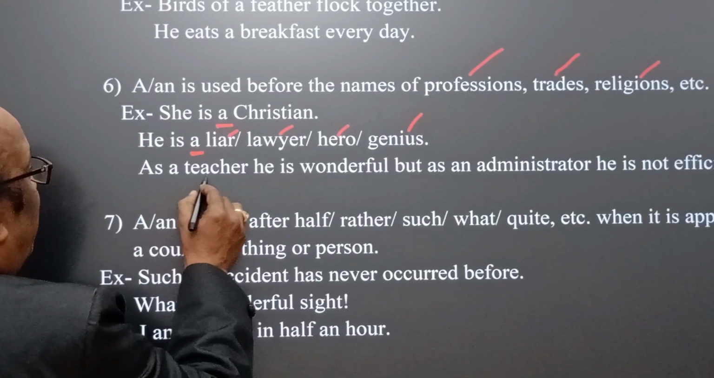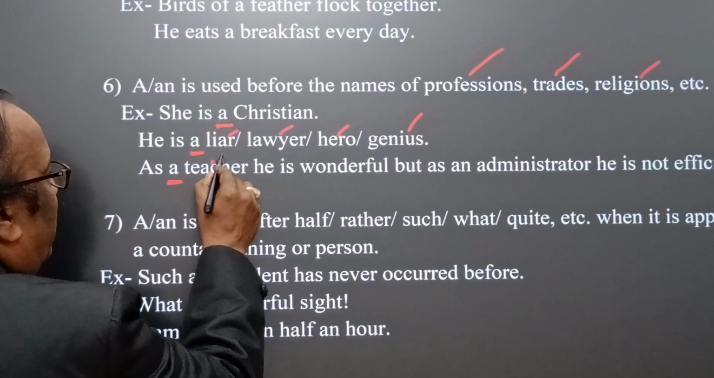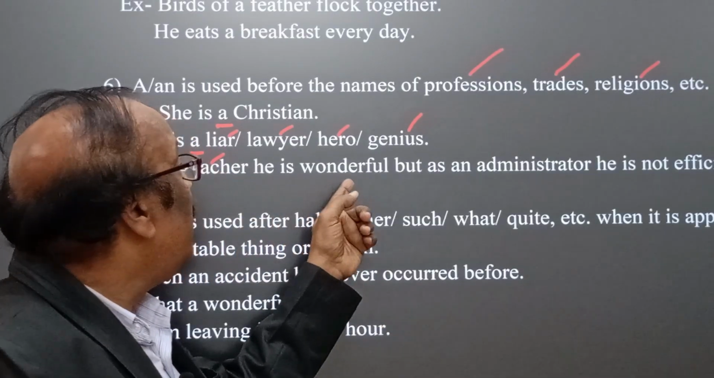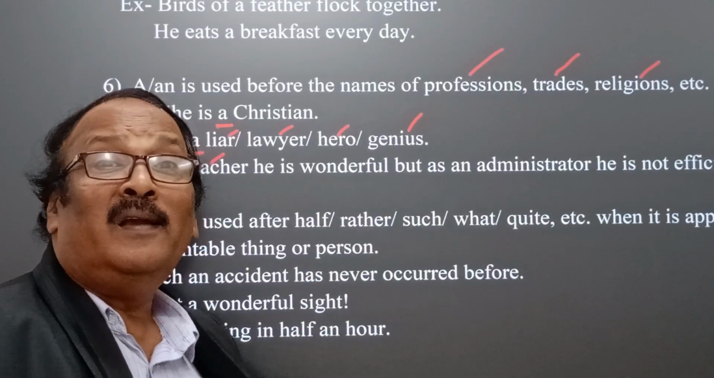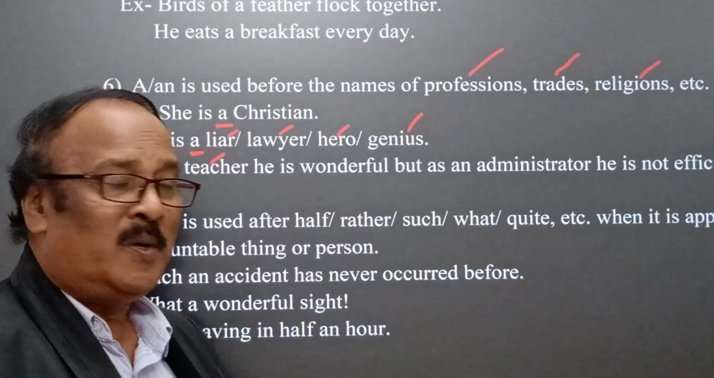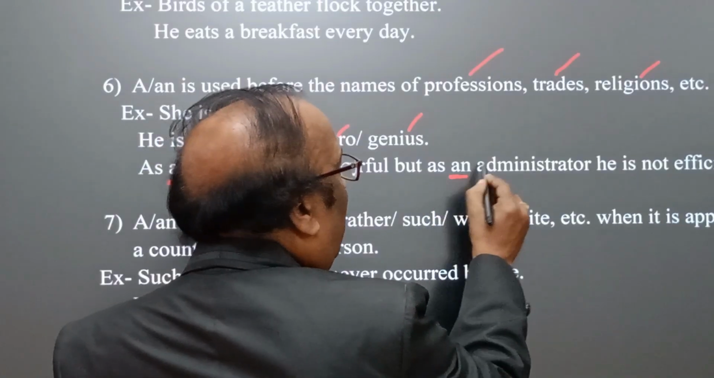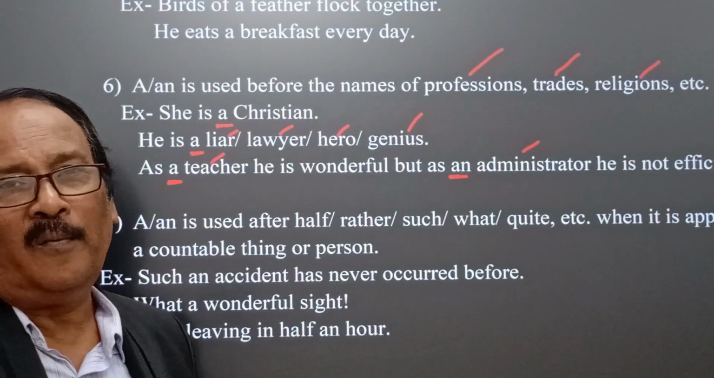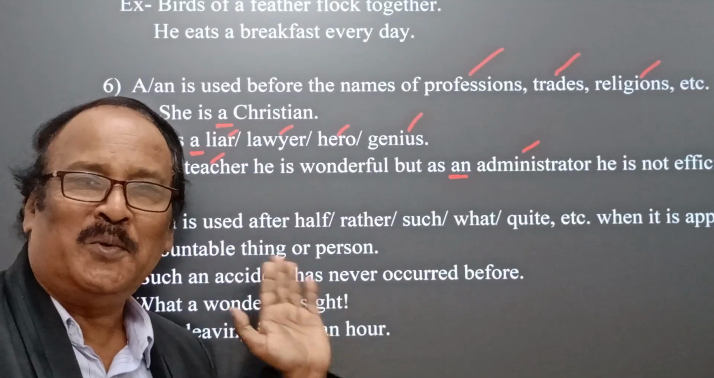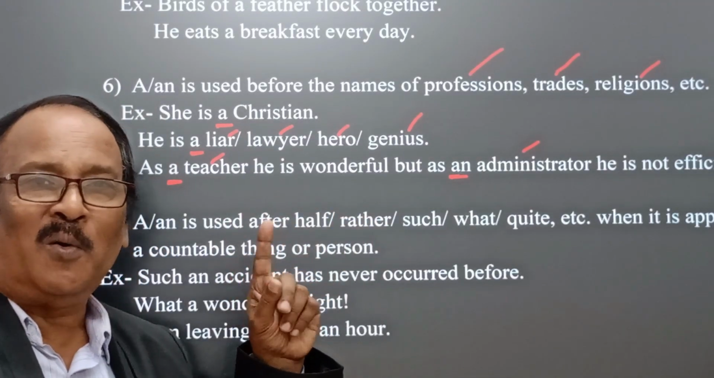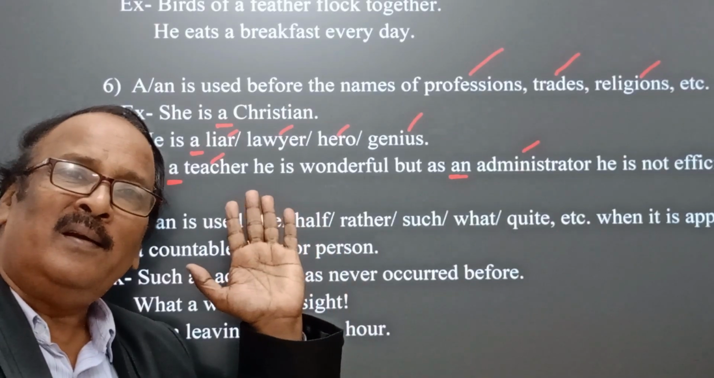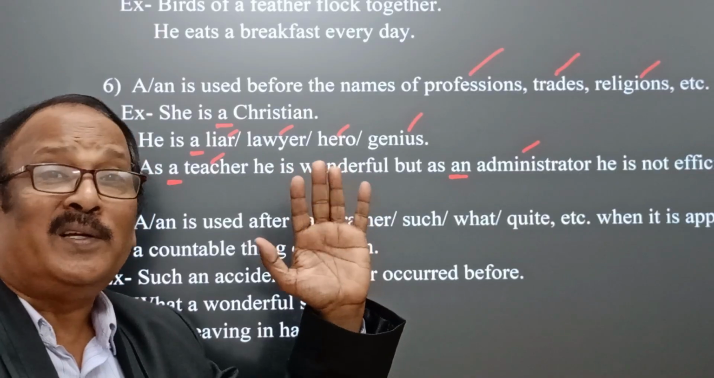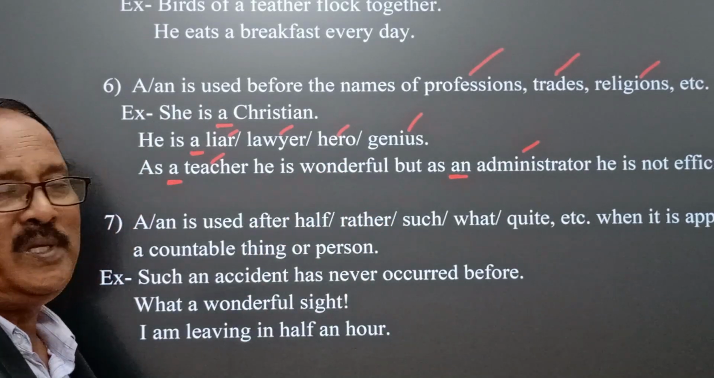As a teacher, teacher is also a profession here. As a teacher, he is wonderful. It means he is a very good teacher, no doubt. But as an administrator, you see, as an administrator, he is not efficient. Here we find two different qualities of the same person. As a teacher, he is excellent, he is good. But as an administrator, he is not so efficient.